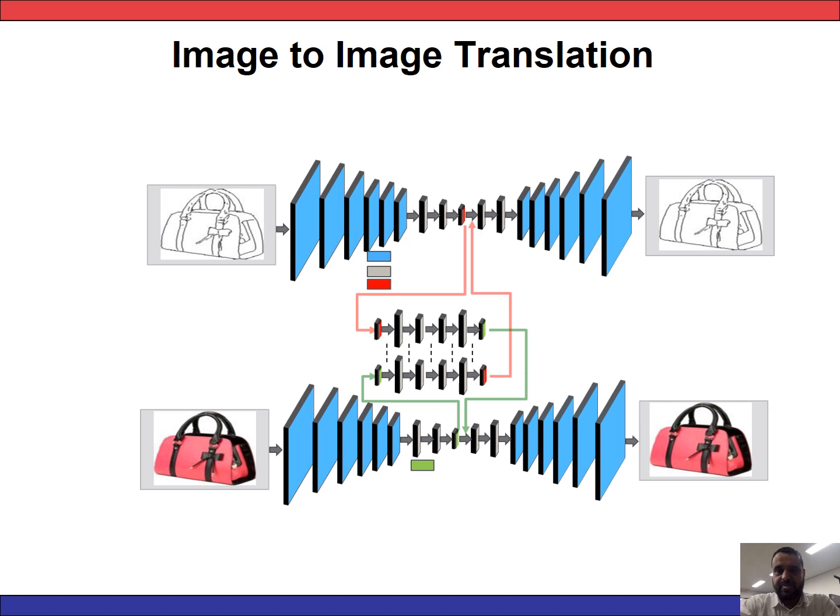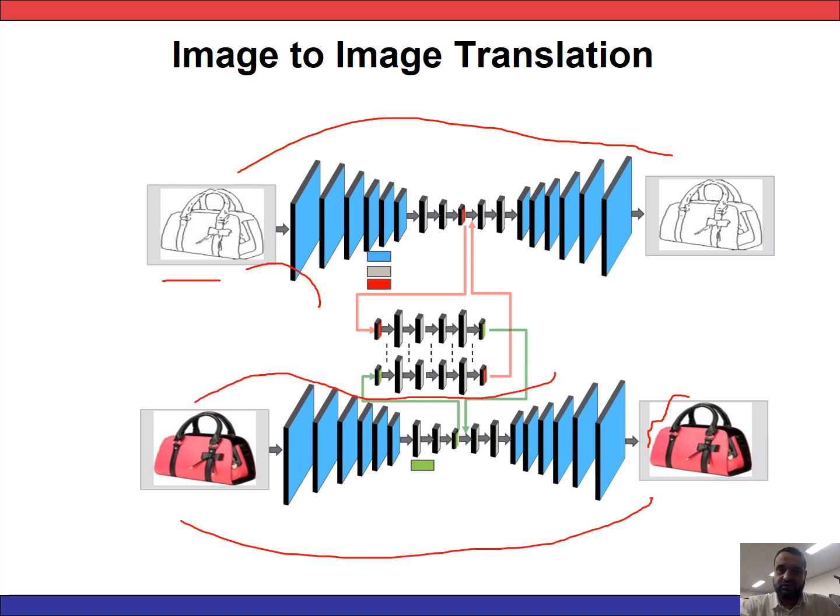So this is the modified architecture that can translate images from sketch to sketch, and from sketch to this real image. Similarly, from real to real this way, and from real all the way this way to the sketch. So this architecture was able to handle noise as well as corruption in the input images.